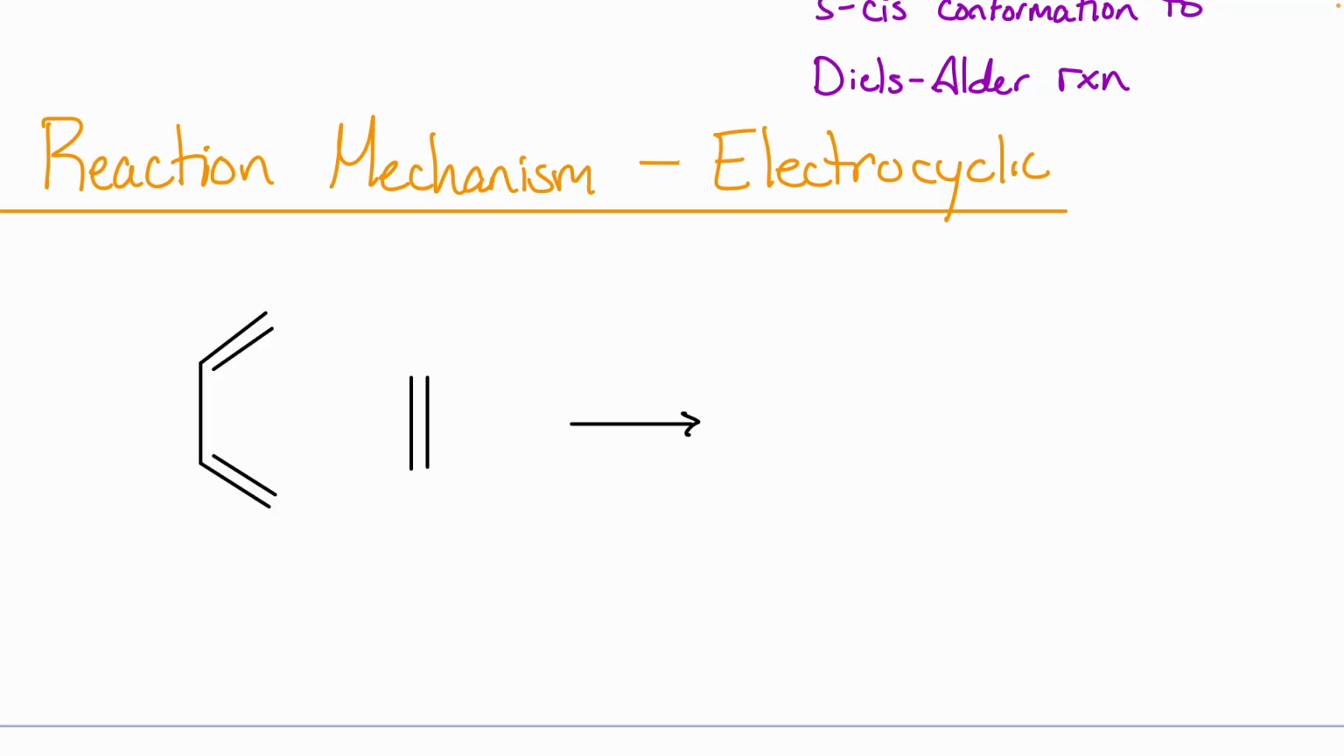Okay. What happens is we have these pi electrons here that will move in a circle. This pair of pi electrons forms a new bond with that carbon. This pair of pi electrons forms a new bond with this carbon. And this pair of pi electrons jumps over. All right, so let's keep our carbons color-coded here.